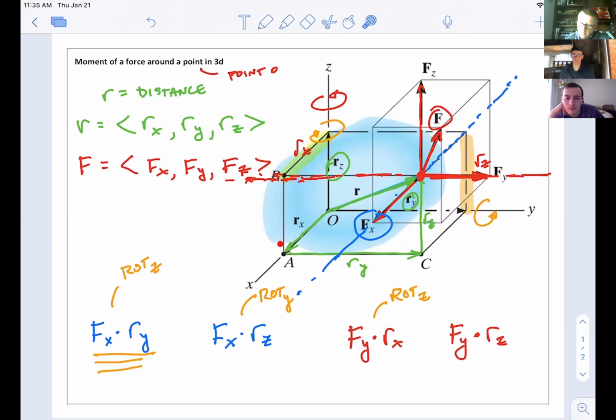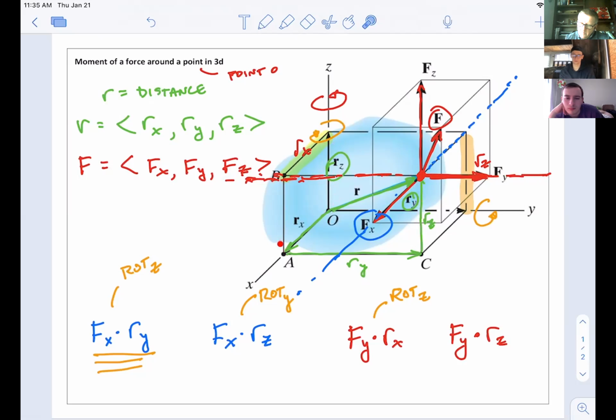What pattern do you see in all of this? What axis did force of x and distance y rotate around? Z. What axis did force of x and distance z rotate around? Y. What's the pattern? It's the axis that's not involved. Exactly. It's whatever's missing.